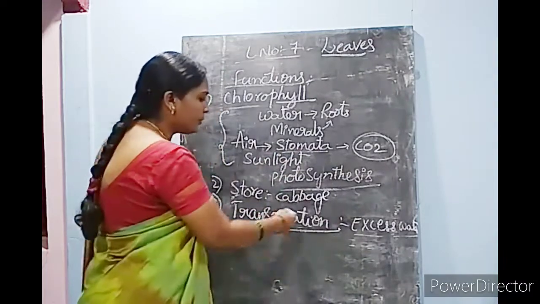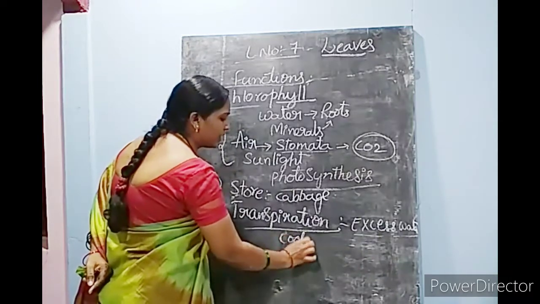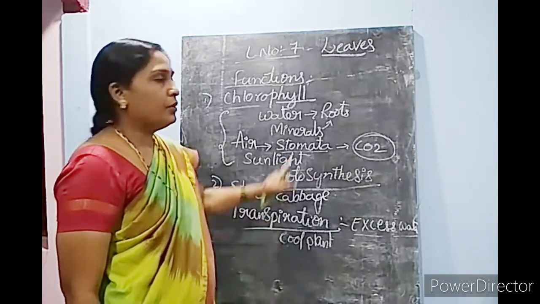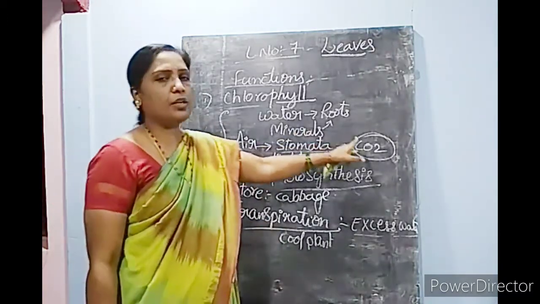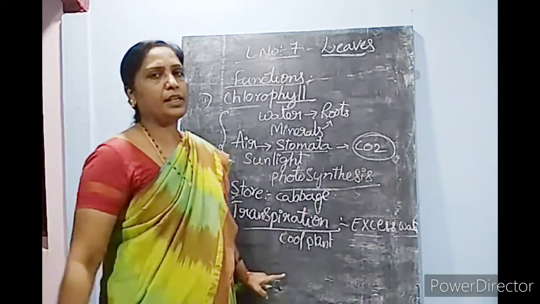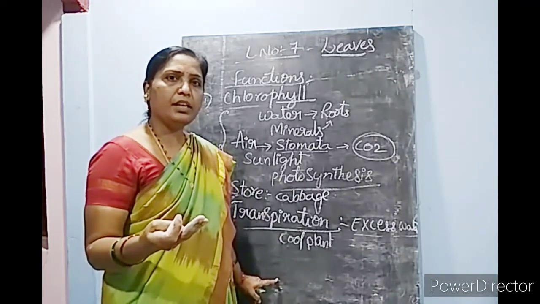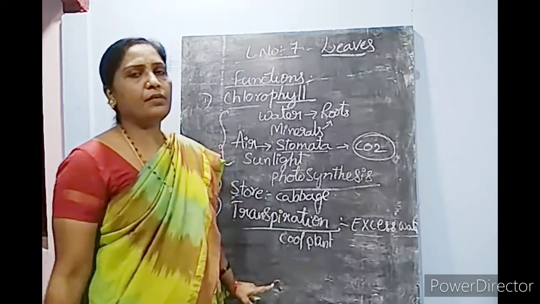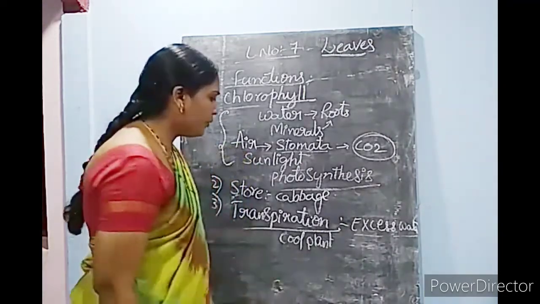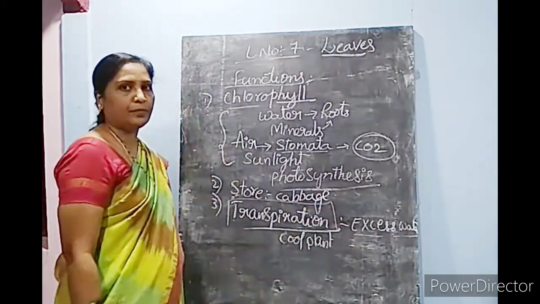This transpiration process helps to keep the plants cool all the time. So sending extra water outside is known as transpiration. So they are performing transpiration, preparing the food, and exchanging the gases. These are all the different functions leaves are performing in plants. Now we'll do one small activity on how transpiration takes place in plants.